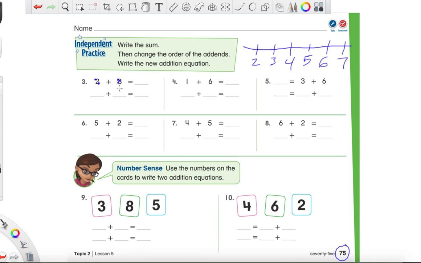Okay, so first thing we have to do is solve 2 plus 3. So go ahead and solve 2 plus 3. And that is our first part.